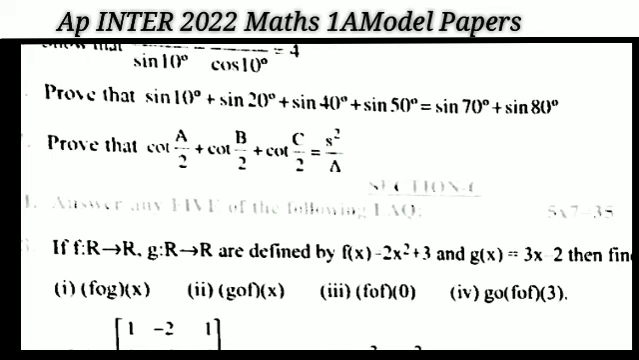70 plus sin 80. And last one, prove that cot A by 2 plus cot B by 2 plus cot C by 2 is equal to s square by delta. This is also a most important question. This is also important. Okay, these are the 4 marks questions.